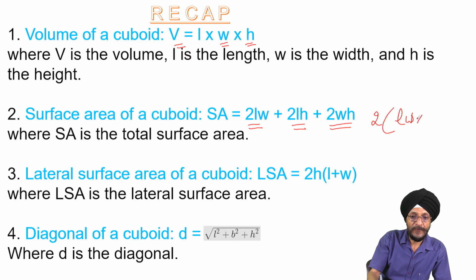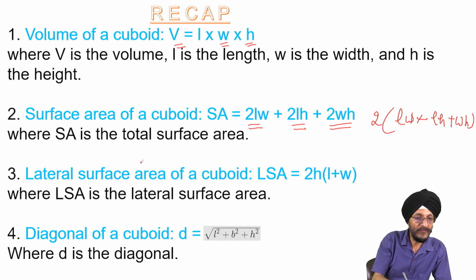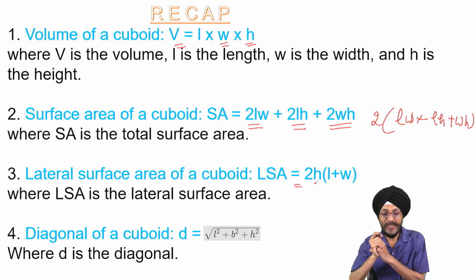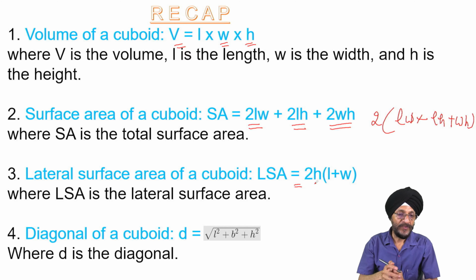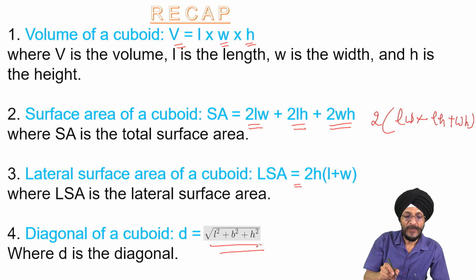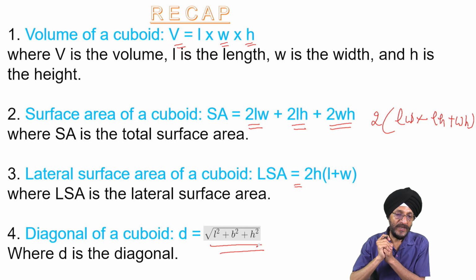or we can also write it as 2 multiplied by length width plus length height plus width height. We can use this formula for surface area. When we are to find out the lateral surface area, we can find it as 2h multiplied by L plus W. And to find out the diagonal of a cuboid, we can use the formula under root length square plus breadth square plus height square.